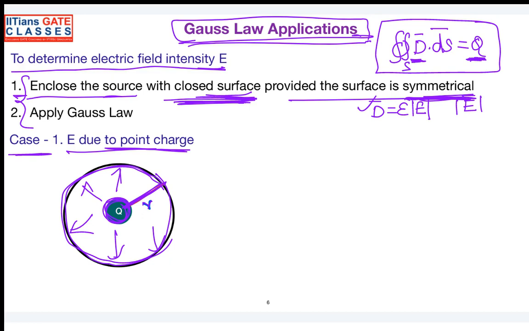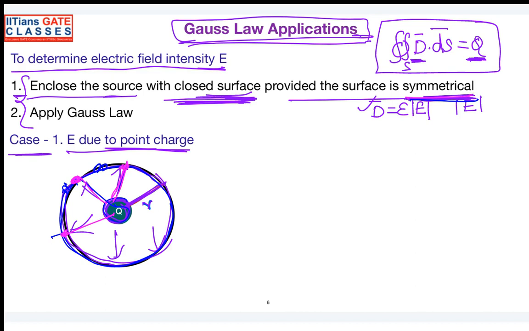Okay, let me define this. When you have this particular surface, I can call this a closed surface and a symmetrical surface. Symmetrical means if you take any point on the surface, it should be equidistant from the source. Whatever the distance here, similarly if you take a point here, it should be the same distance. So a symmetrical surface means the distance from any point on the surface to the main source will be the same. That kind of surface is called symmetrical.